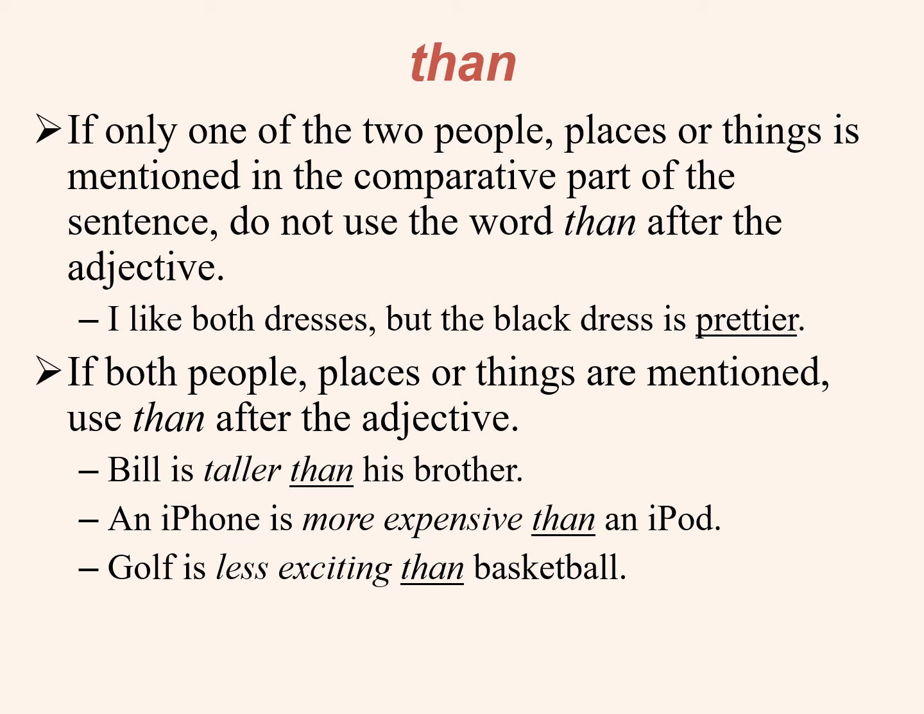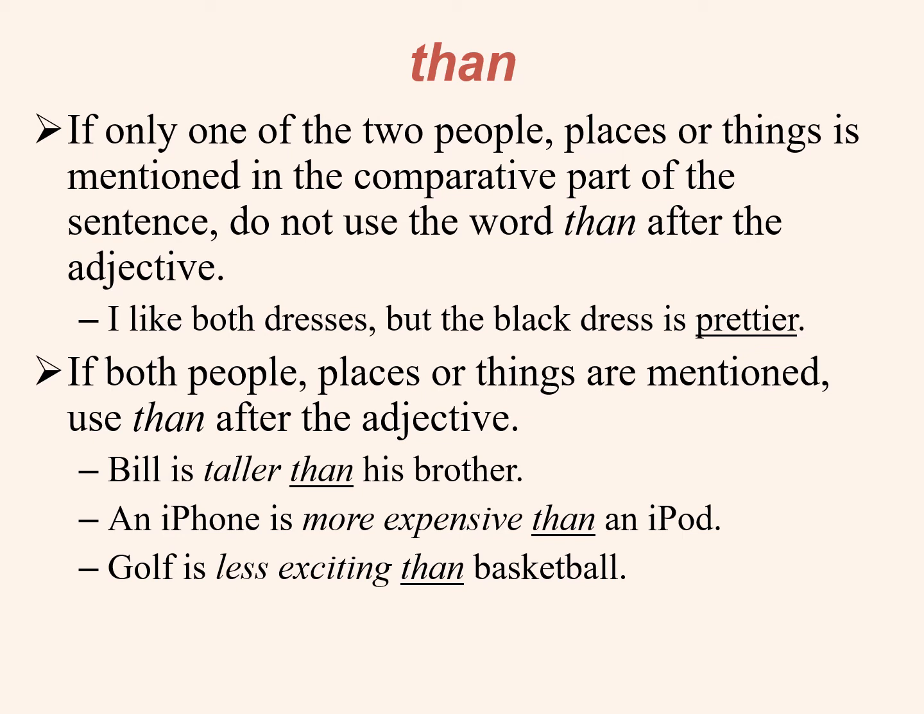If both people or both places or things are mentioned in the sentence, we have to use the word than after the adjective. For example, Bill is taller than his brother. We mentioned the two people being compared, Bill and his brother, so we need to use the word than in addition to the word taller. An iPhone is more expensive than an iPod. We are comparing two things, iPhone and iPod. Because they are both mentioned, in addition to using more expensive, we need to use the word than.